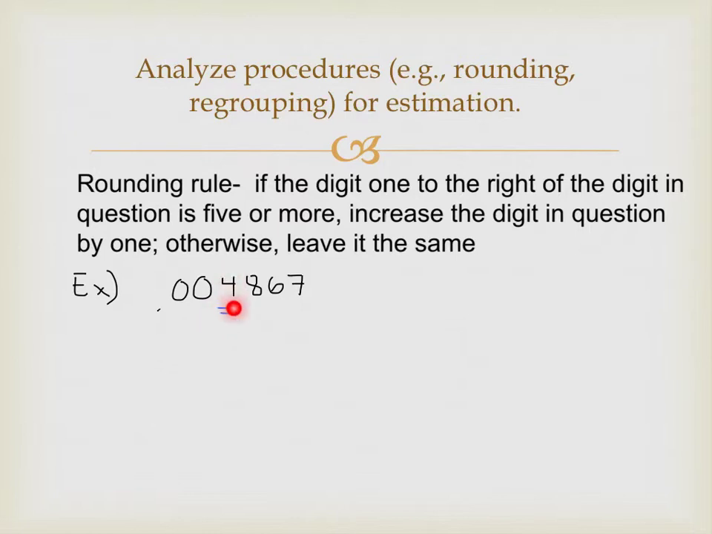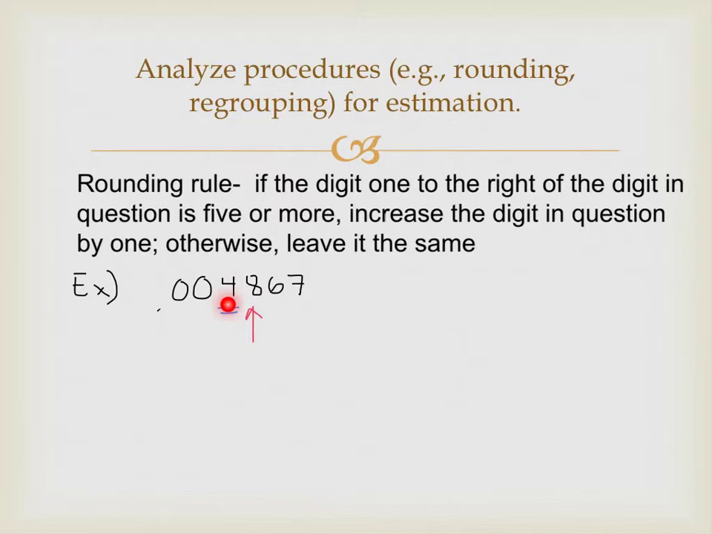It's a 4. Now we're either going to leave it as 0.004 or we're going to kick it up to 0.005. It all depends on the digit after the digit in question. So let's really apply the rule. If the digit 1 to the right, namely this 8, of the digit in question is 5 or more, we're going to increase the digit in question by 1. Otherwise, we're just going to leave it as is.